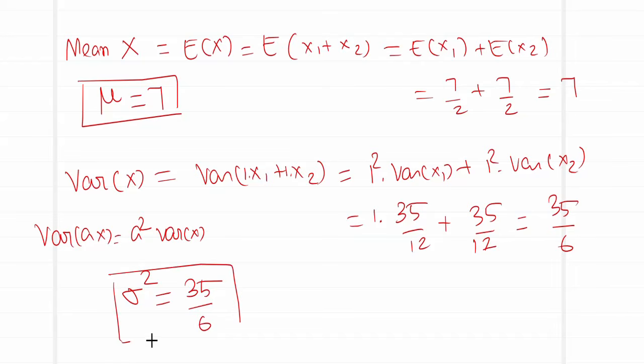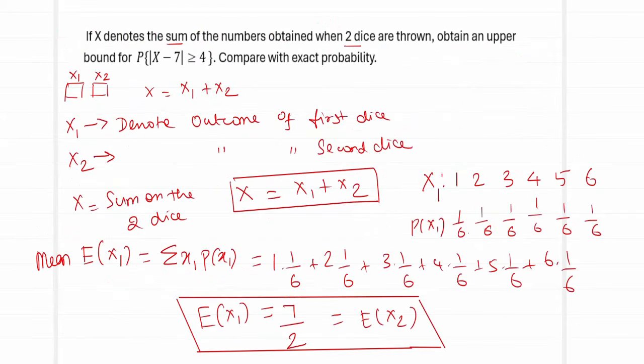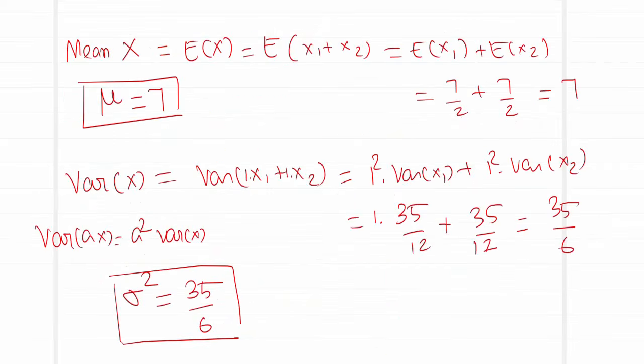Now, my two requirements for Chebyshev's inequality have been obtained. We can now go and fit them into the required formula. The question asks probability of |x minus 7| greater than or equal to 4. So, what is my requirement? Probability of |x minus 7| greater than or equal to 4.